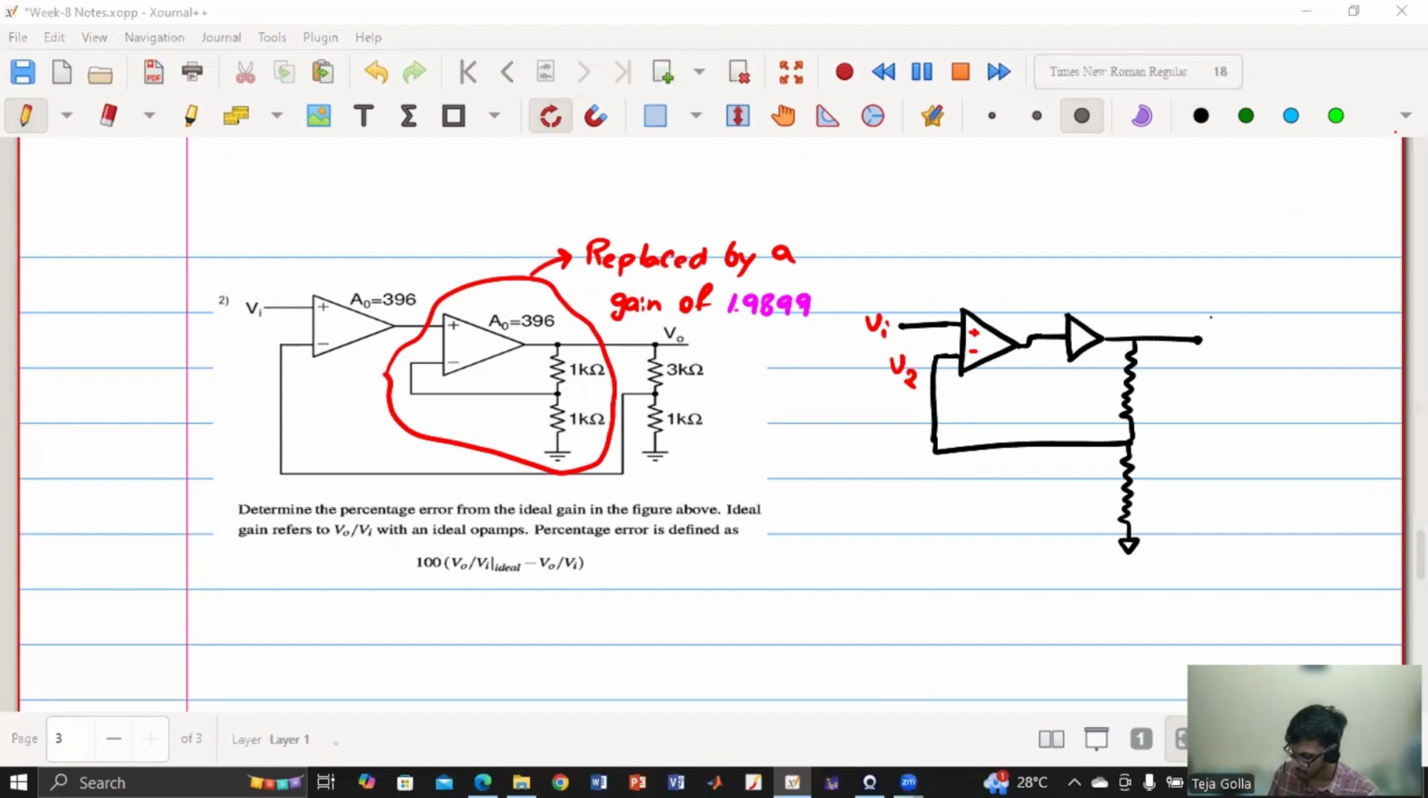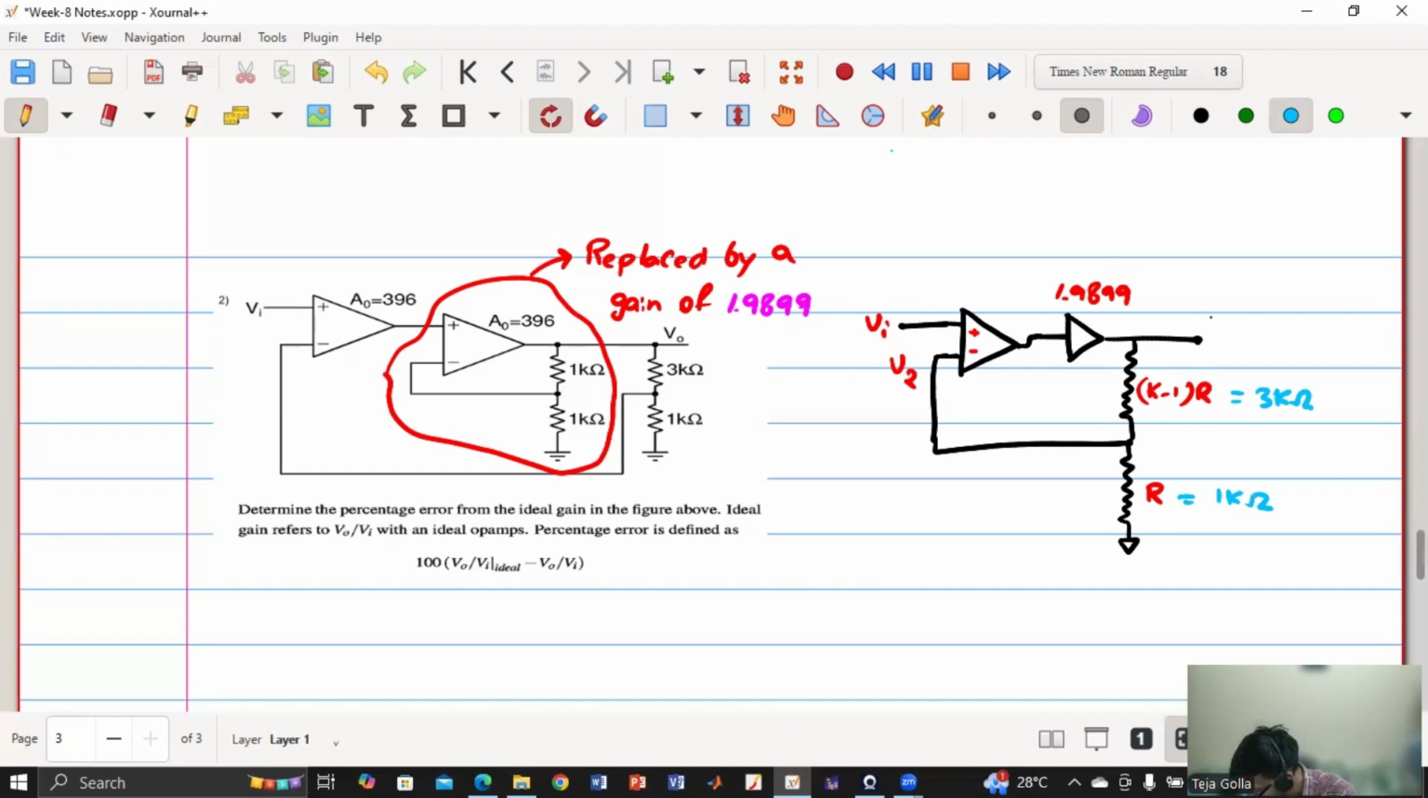Sir, can we say gain means multiplying factor? Yes, Roshan Ghosh, it is basically multiplying factor. So this has 1.9899 gain, and here it has A naught equals 396. So this is my K minus 1 into R again. This is my K into R. Sorry, R, just R. This is my R. So now this is given as 3 kilo ohm. This is given as 1 kilo ohm. So now what is the value of K? K is nothing but 4 in this case.